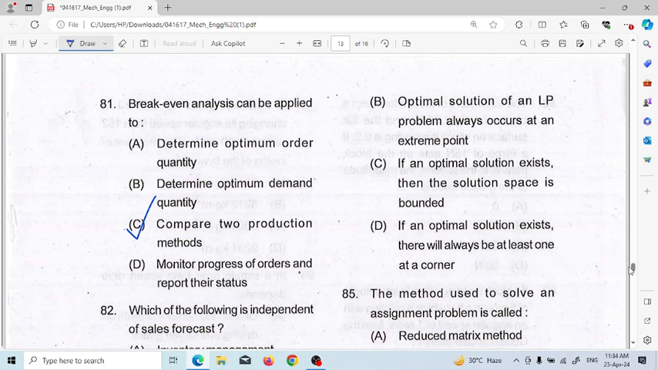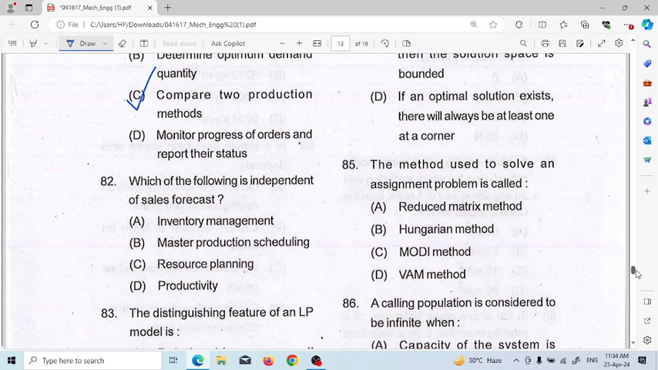Next question number 82. Which of the following is independent of sales forecast? Inventory management, master production scheduling, resource planning, productivity. So productivity will be the correct answer.